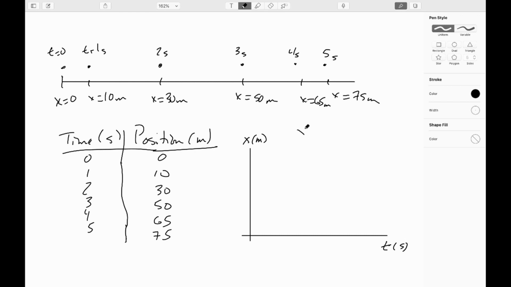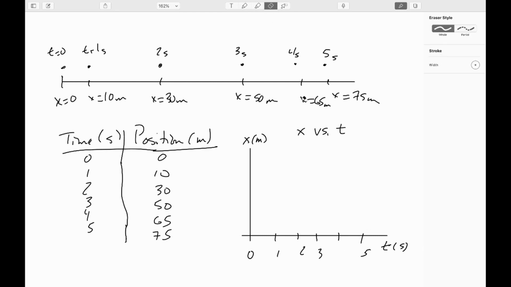All good graphs should have a title, right? So we'll just say x versus t. Here, the thing on the vertical axis always goes in front of the versus. The thing on the horizontal axis always goes after the versus. So I can go ahead and draw this out. 0, 1, 2, 3, 4, 5, like that. That 4 is kind of sketchy.